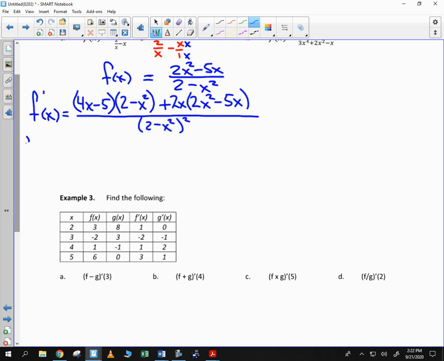Let's combine some terms because they are going to combine very easily in the top. First we have to multiply everything out. I get a negative 4x cubed, a plus 5x squared, a plus 8x, minus 10, plus 4x cubed, minus 10x, all over (2 minus x squared) squared.